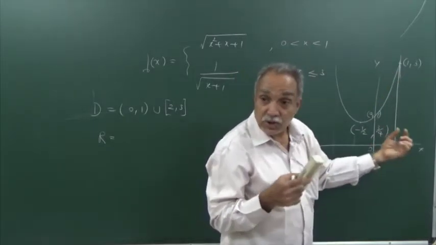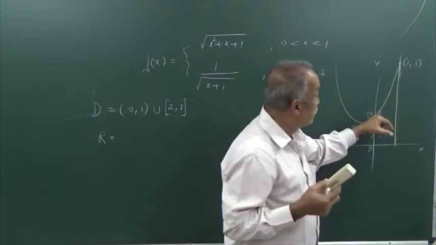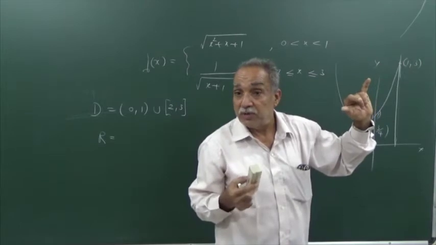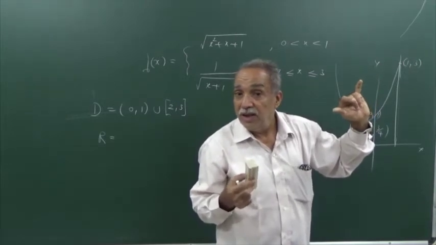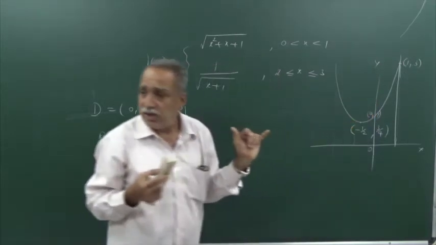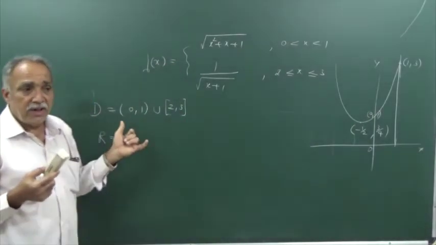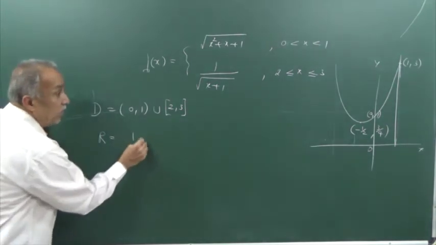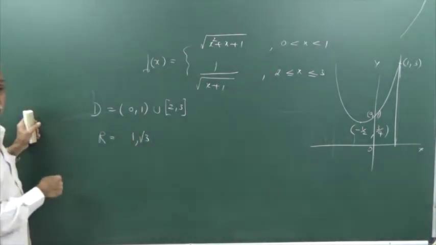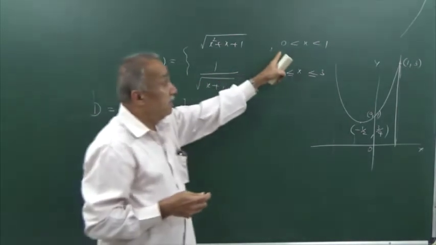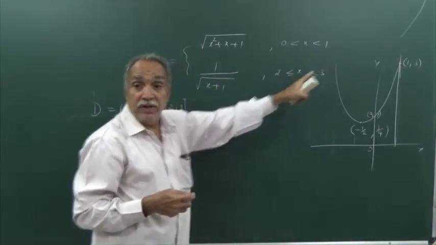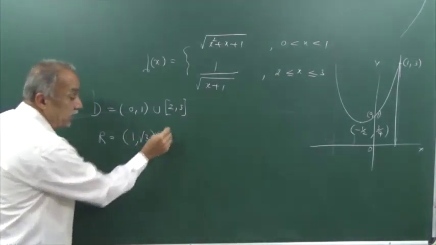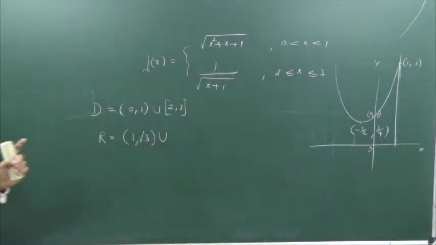X square plus x plus 1 lies between 1 and 3. So, root of x square plus x plus 1 will lie between root 1 and root 3, 1 and root 3. Agree? One portion of the range is interval 1 to root 3. Formula is not applicable at 0, not applicable at 1. So, none of the endpoints will be included. Interval will be strictly open interval. One portion.